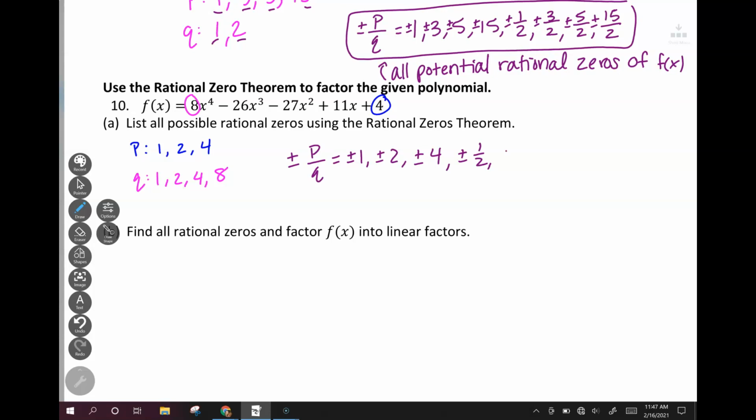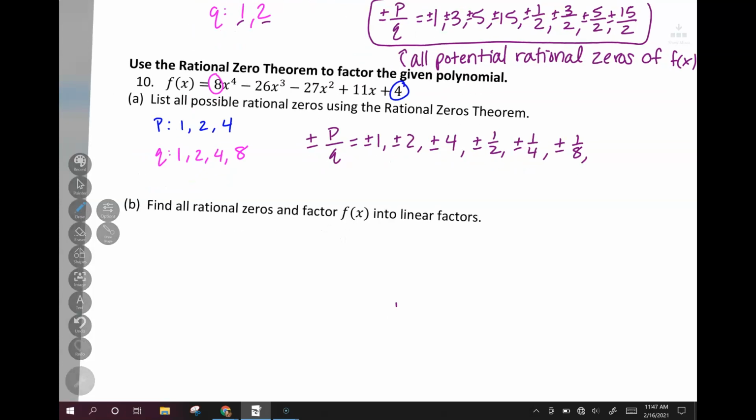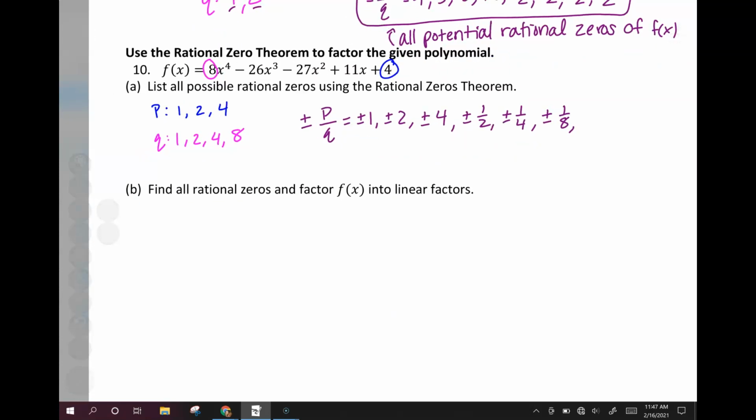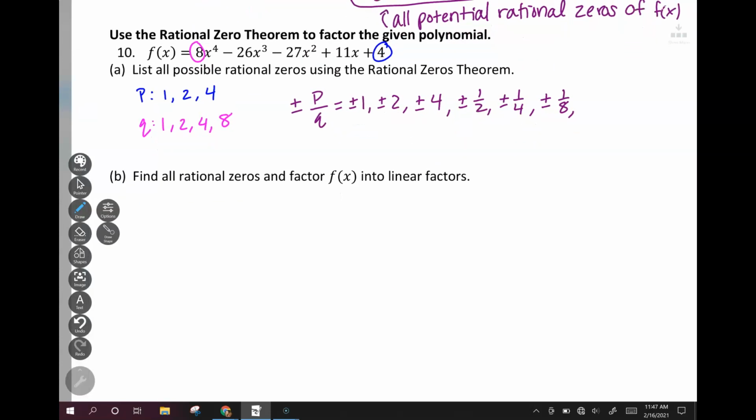Now I'm going to divide them all by 4, plus or minus 1 over 4. 2 over 4 reduces to 1/2, I already have that. 4 over 4 reduces to 1, I already have that. So plus or minus 1 over 8. 2 over 8 reduces to 1 over 4, already have that. 4 over 8 reduces to 1 over 2, already have that. Okay, so that's my complete list there. That's my list of possible rational zeros.